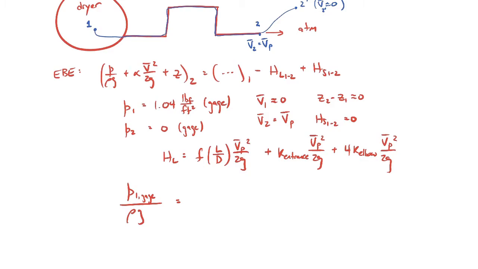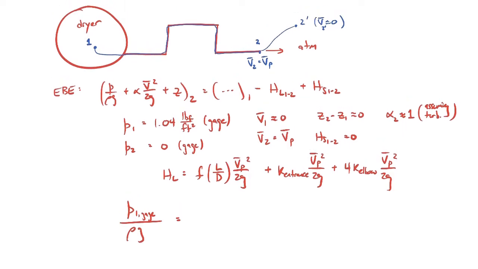Oh, one other thing. I need to know something about the kinetic energy correction factor. I'm going to assume at the moment that this will be a turbulent flow, so the kinetic energy correction factor at point 2 is equal to 1. The reason I'm assuming that is because it's a pretty large diameter pipe, about a 4-inch diameter pipe. So I'm expecting the Reynolds number to be relatively large, so I'm assuming it to be turbulent.